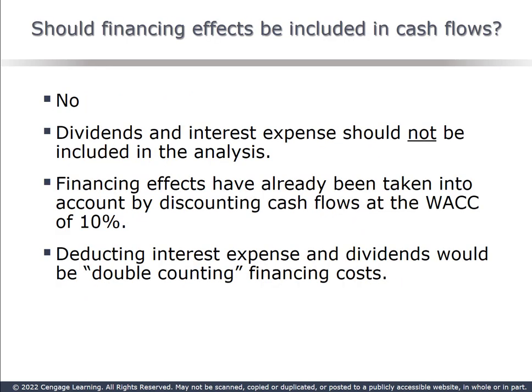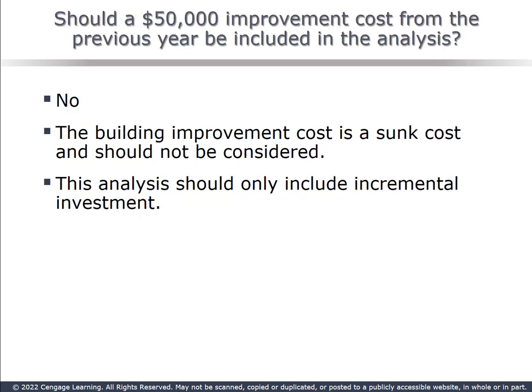Let's review some of the relevant and irrelevant cash flows we may be presented with. Financing costs are not relevant. They're accounted for in the weighted average cost of capital, and including them would be double counting. How about a $50,000 improvement made last year? No, it's a sunk cost. It's not relevant to the analysis of the project going forward.